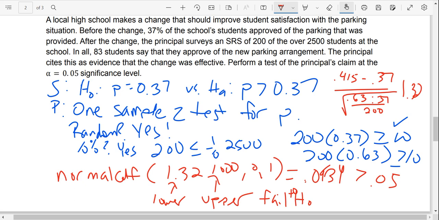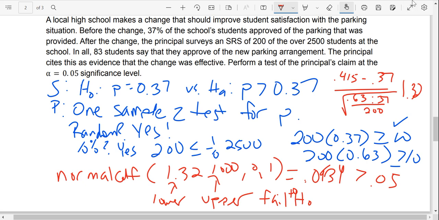Okay? So, our last part, conclusion. I'm sorry, I don't have space for this. Conclusion. What can we conclude? We do not have convincing evidence that the true proportion of all students who are satisfied with the parking situation after change is greater than 0.37. Okay, so not enough evidence.